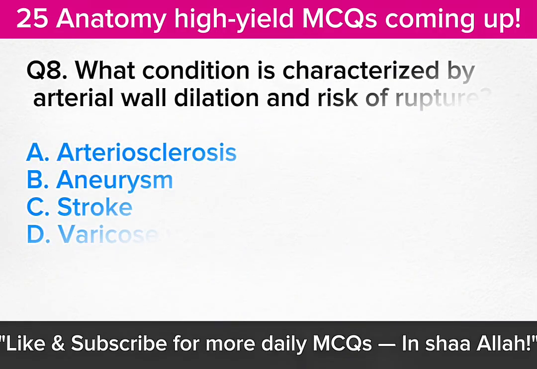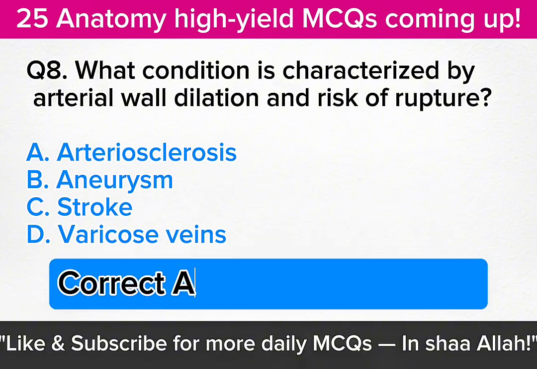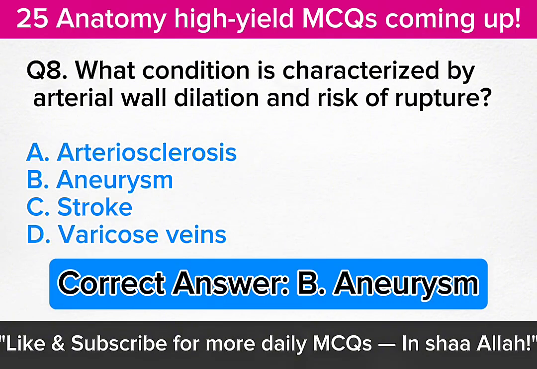Q8. What condition is characterized by arterial wall dilation and risk of rupture? A. Atherosclerosis. B. Aneurysm. C. Stroke. D. Varicose veins. Correct answer: B. Aneurysm.